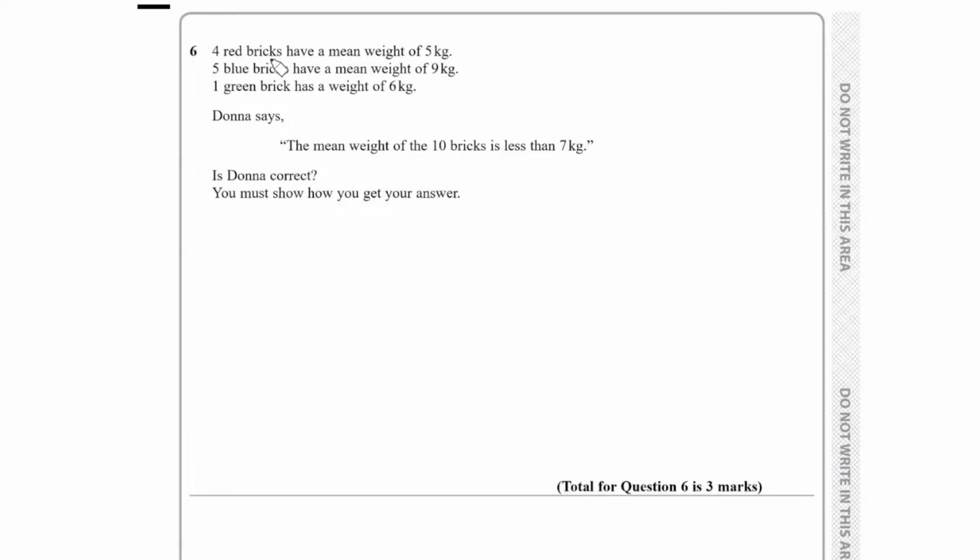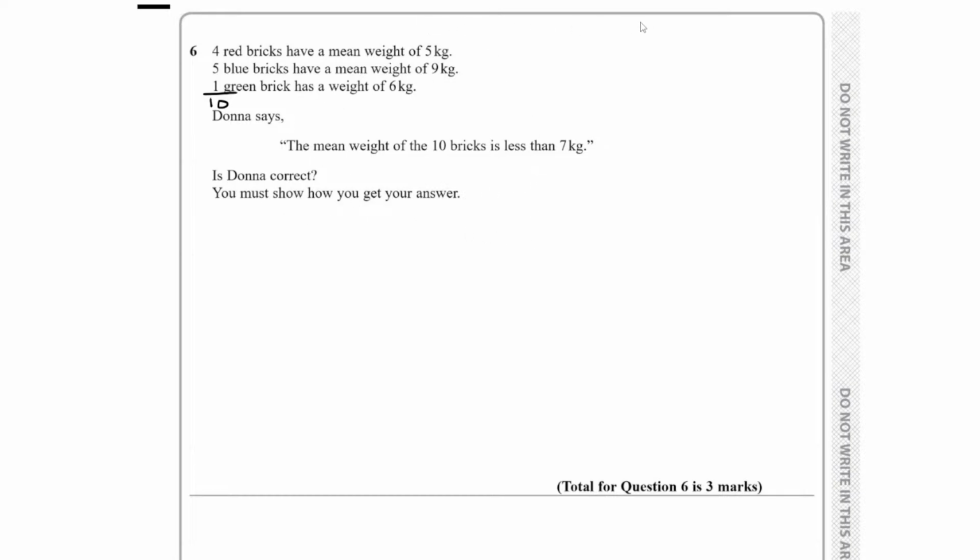So, 4 red bricks have a mean weight of 5 kilos, 5 blue bricks have a mean weight of 9 kilos, and 1 green brick has a weight of 6 kilos. Donna says the mean weight of the 10 bricks is less than 7 kilos. Obviously this adds up to 10, doesn't it? Is Donna correct? So we want to know the mean weight of all of them.